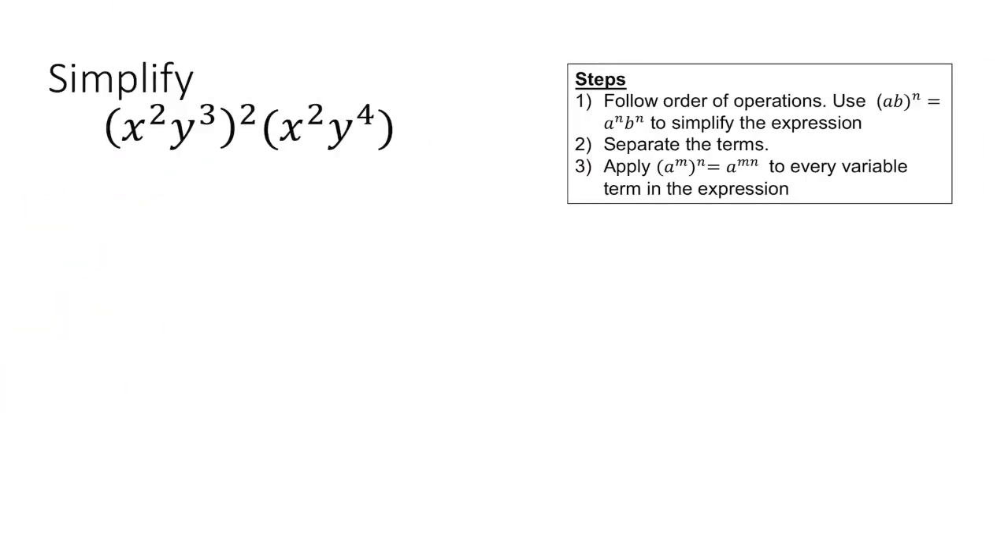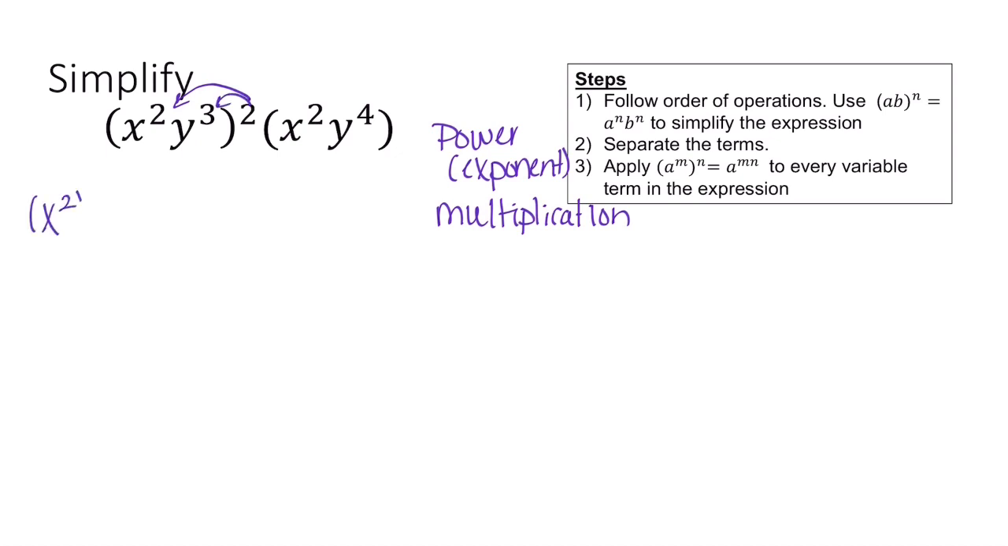So for example, if we want to simplify x squared y cubed, squared, times x squared y to the fourth. You can see we have a power, which is an exponent, and we have a multiplication. Well, order of operations tells us that we have to do that exponent first, then we're going to do the multiplication. So we're going to do this squared first. That gives me x squared squared and then y cubed squared. And then we're going to leave this x squared y to the fourth alone just for right now.